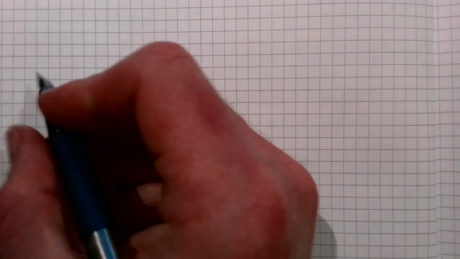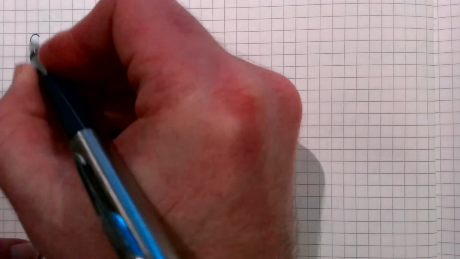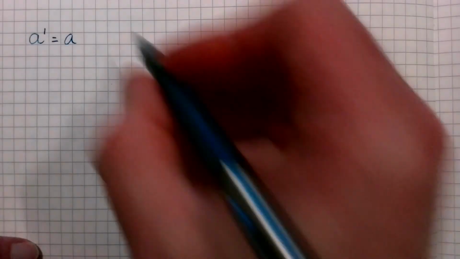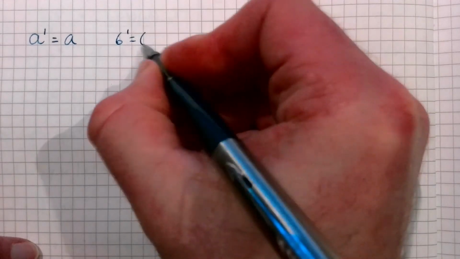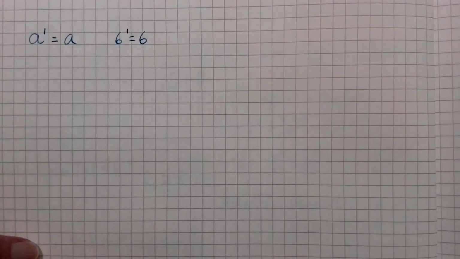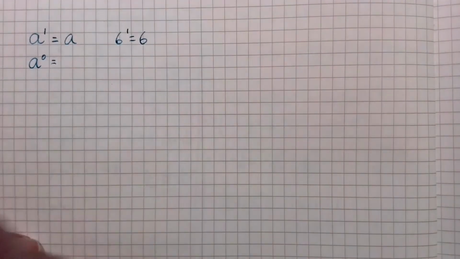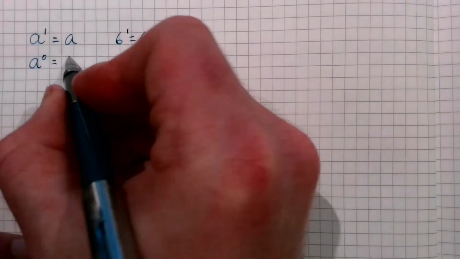Now we've got a few other things we need to know before you can just practice it. First of all, anything to the power of 1 is just the same thing as the number. So if I asked you what is 6 to the power of 1, it would be 6. We just don't normally bother writing the 1 there. Anything to the power of 0 though, what does that equal? You may remember this. It's actually 1.